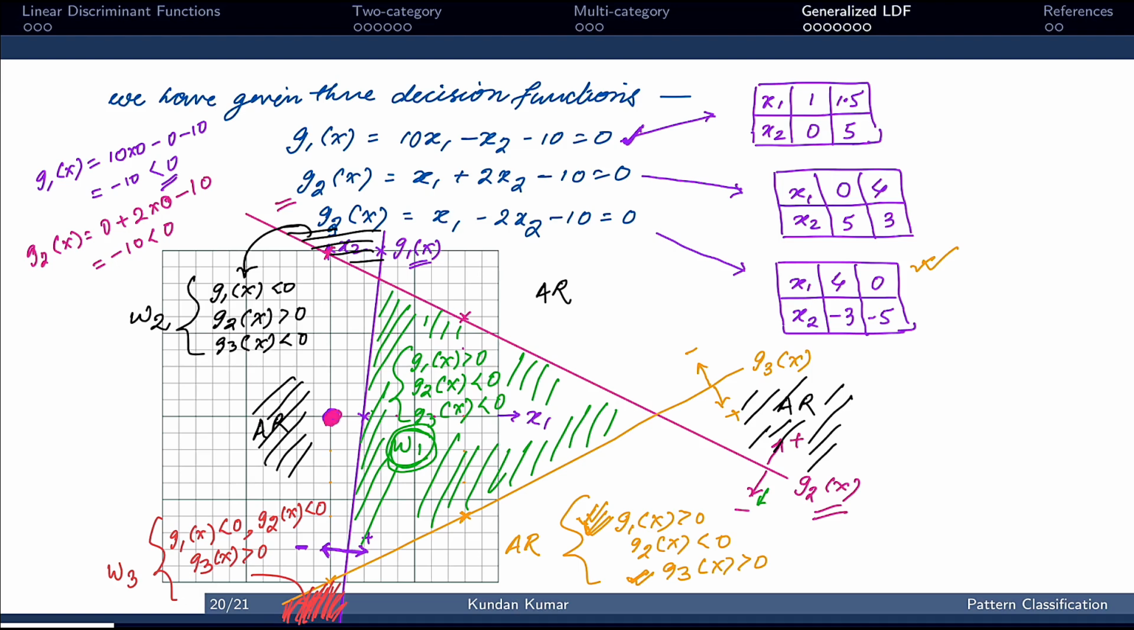So here in this problem we have drawn the decision surfaces G1(x), G2(x) and G3(x), and also we have shaded the regions of the different classes. Now move to the second part of this problem.